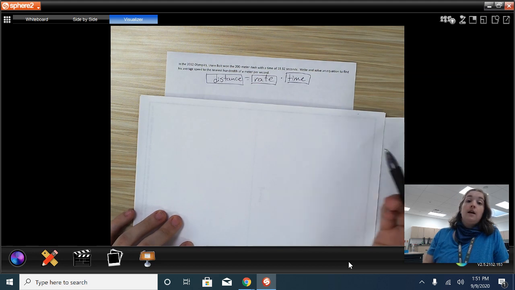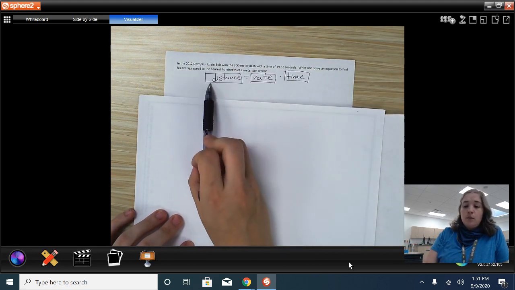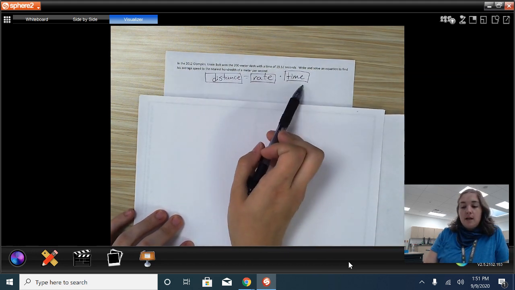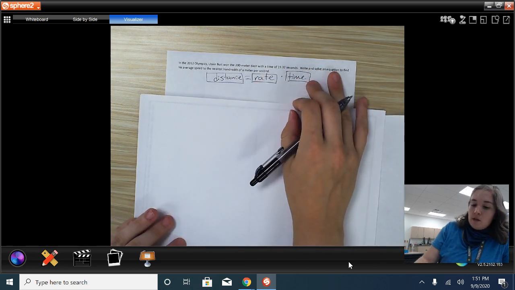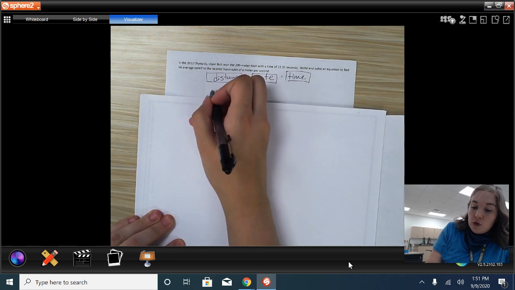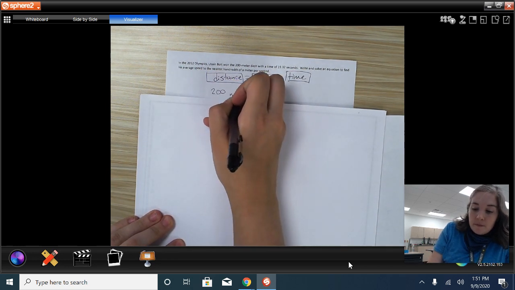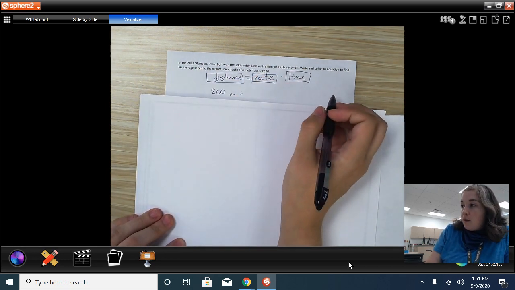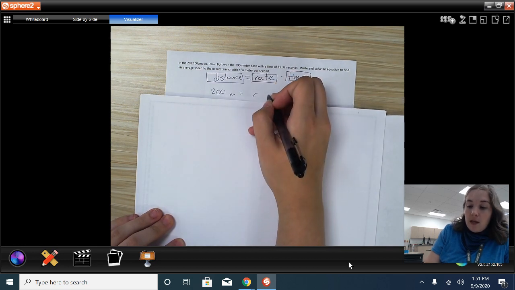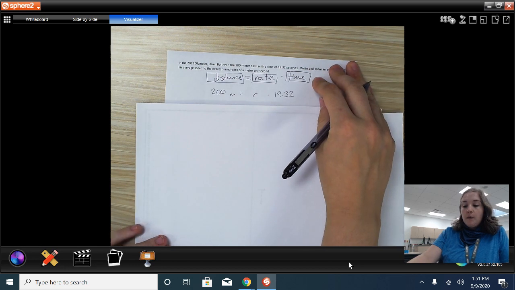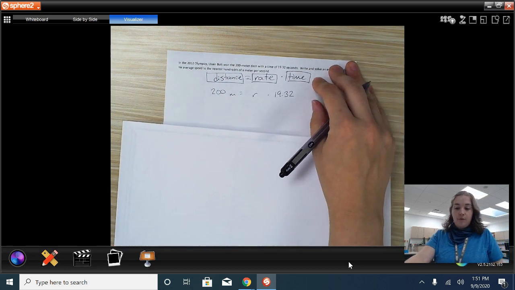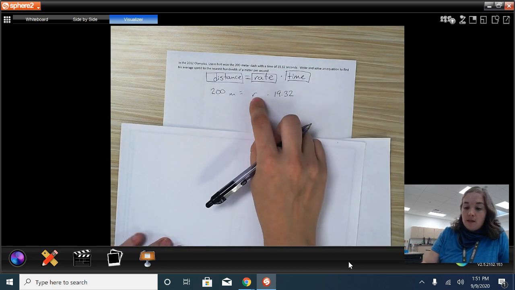Some of you remember from science that we have distance is equal to rate times time. So speed is the same thing as our rate here. So we know it was 200 meters. We are looking for his rate. We don't know it. And the time was 19.32 seconds. I want to get R by itself, right? I want to find the rate.